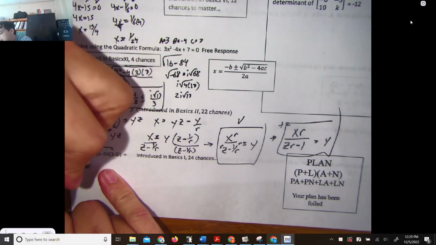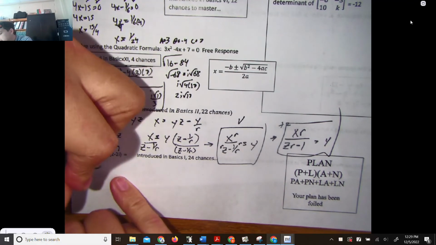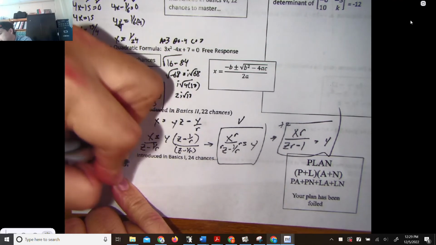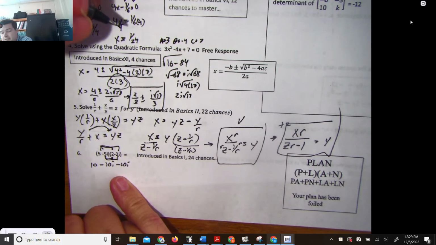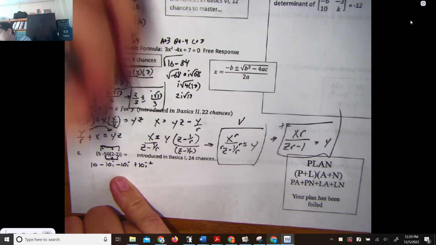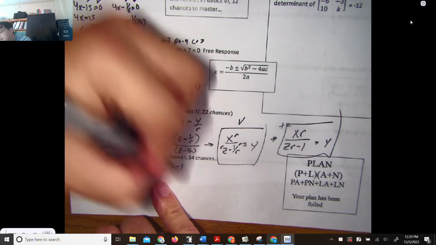5 times 2 is 10. 5 times negative 2i is minus 10i. Negative 5i times 2 is negative 10i. Negative 5i times negative 2i is plus 10i squared. Now remember, i squared is negative 1.